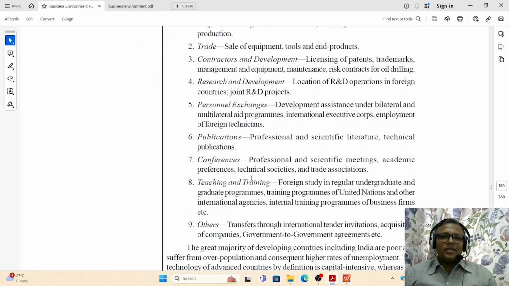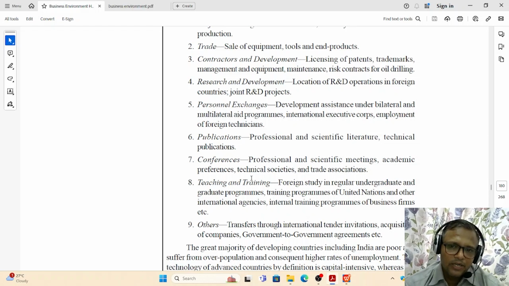Fourth is R&D: the R&D location of the R&D operations in the foreign country, joint R&D projects, etc. Fifth is personnel exchanges, the development assistance under the bilateral and multilateral programs, international executive corps, employment of foreign nationals, etc.